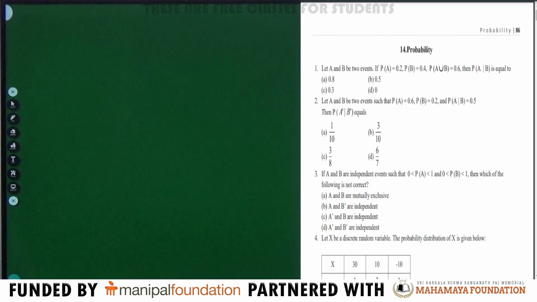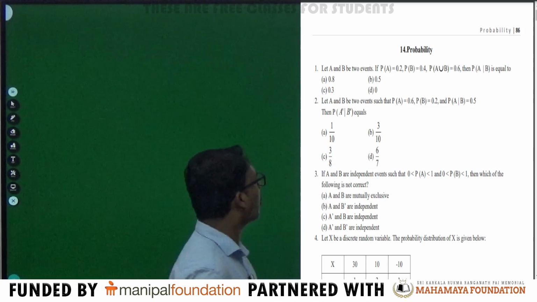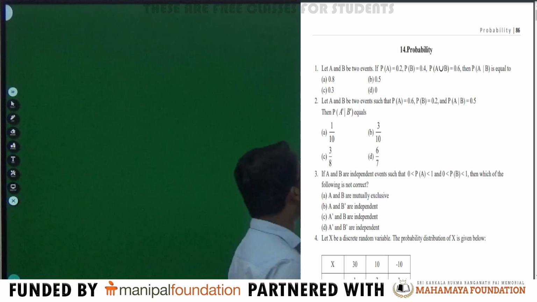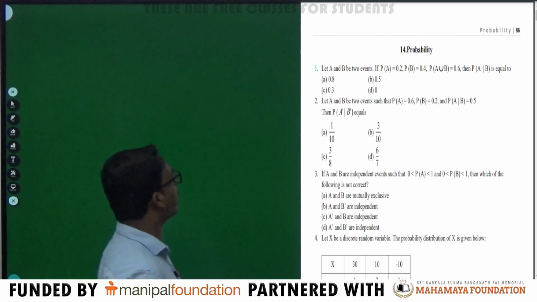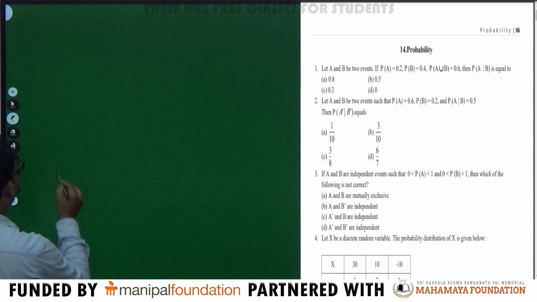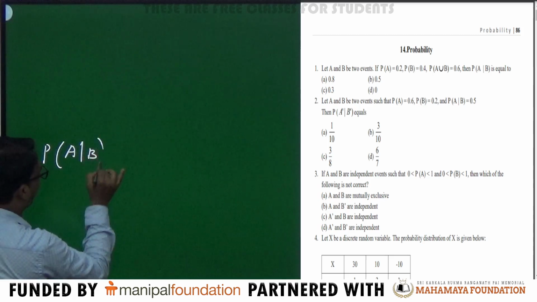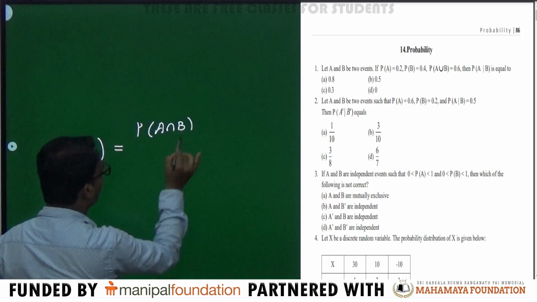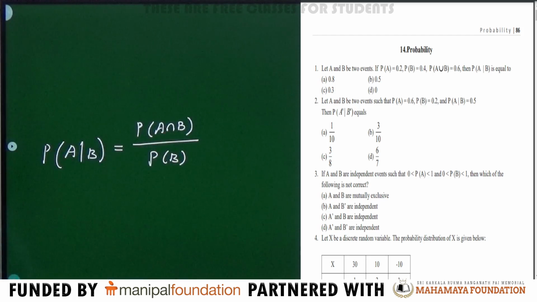The first problem is, let A and B be two events. If probability of A is equal to 0.2, probability of B is equal to 0.4, probability of A union B is equal to 0.6, then probability of A given that B is already occurred is. So we know the formula to find probability of event A given that B is already occurred. It is equal to probability of A intersection B upon probability of B. So this is the formula to find probability of A bar B.